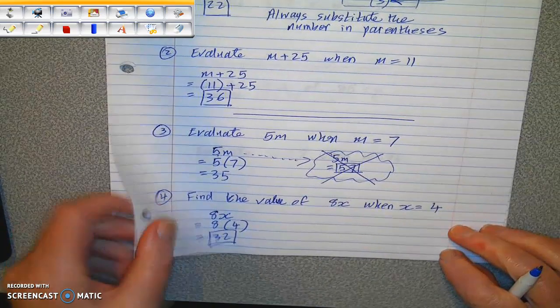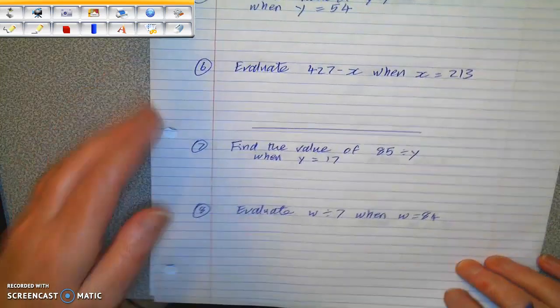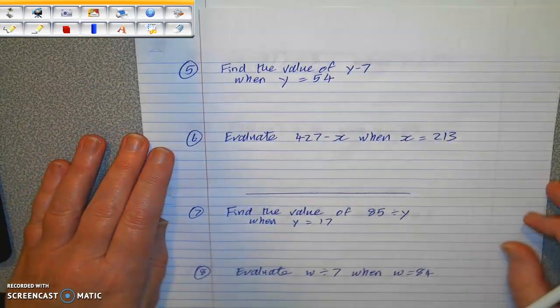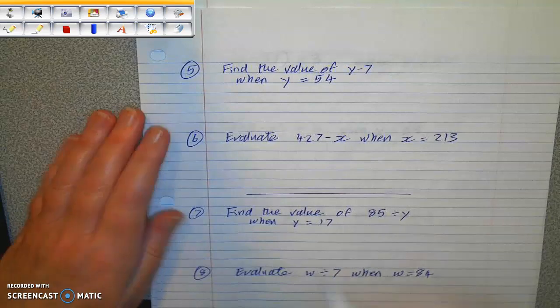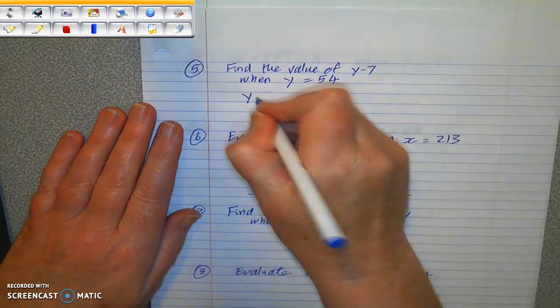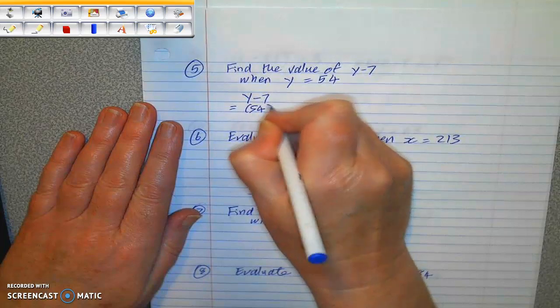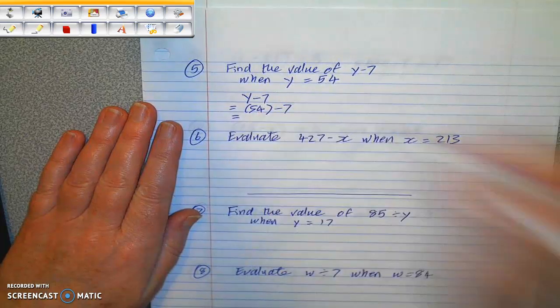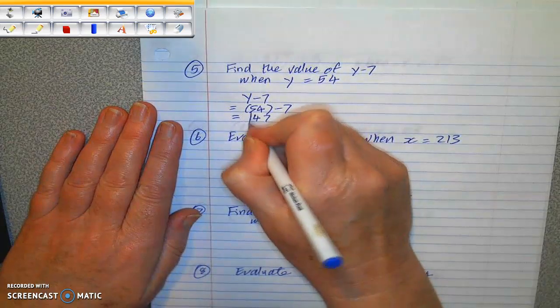Okay, let's move on to problem 5. We have 12 problems that we're going to do in our video today. Here's problem number 5. Y minus 7 when y equals 54. When you take 7 away from 54, you're going to get 47.